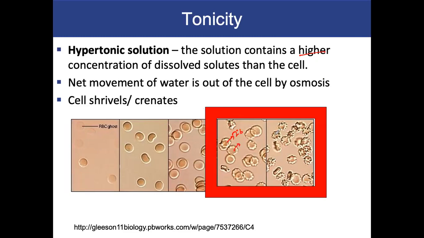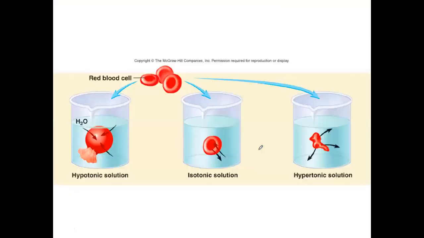The greater the concentration difference is, the more water is going to move out. Let's say this is 10%, right? So the cells are going to shrivel or crenate. Eventually they can crenate so much that they're not functional or that they tear because they've shrunk so much.